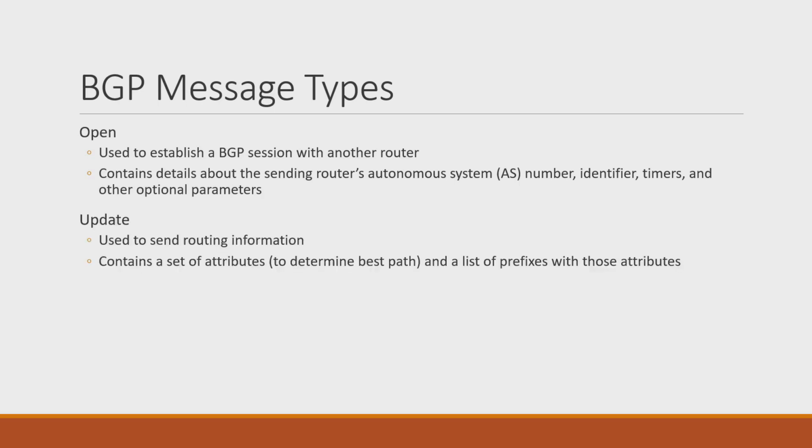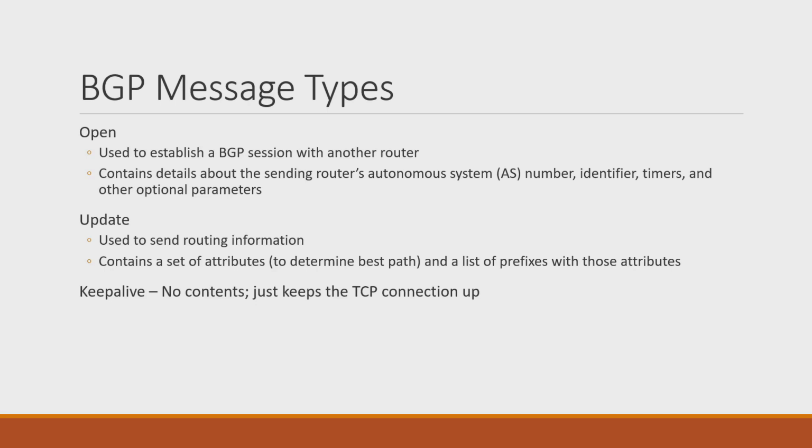The second type, the update message, is what's used to send routing information to the other router. You and I might think of each prefix as having a set of attributes, but in BGP, it's the other way around. A given set of attributes is mapped to a set of prefixes. If you think about it, this is a more scalable approach as it prevents duplicate sets of attributes from being sent for different prefixes.